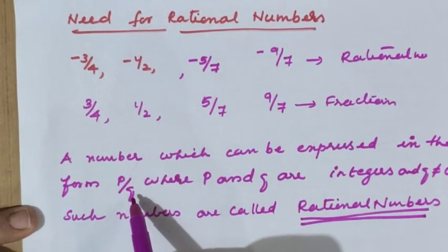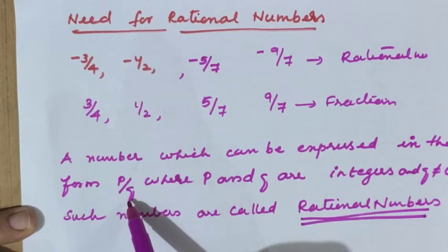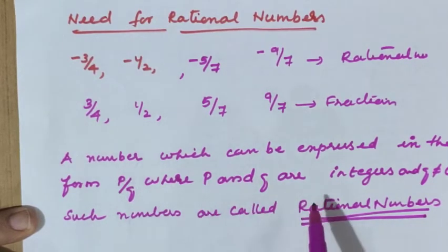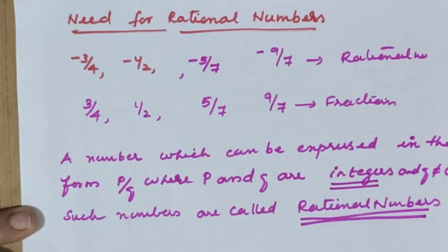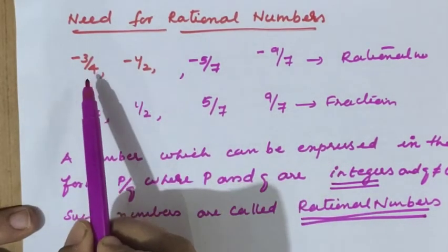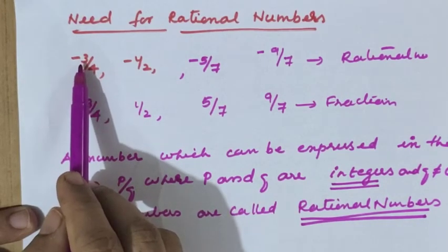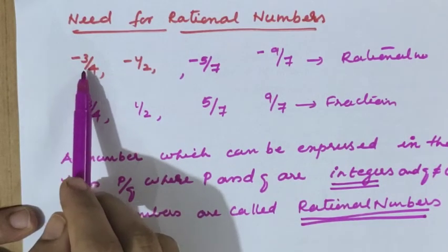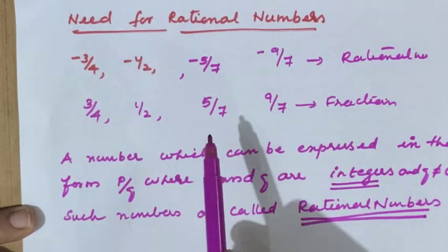So what does the definition say? A number which can be expressed in the form P by Q, the same format as fractions, numerator by denominator. But this time what is the condition? Where P and Q are integers and Q not equal to 0. Now see the examples we have taken here. Minus 3 by 4. Minus 3 is P and 4 is Q. Minus 3 is an integer. Similarly, 4 is also an integer. So P and Q are integers and Q not equal to 0. The denominator is not equal to 0.